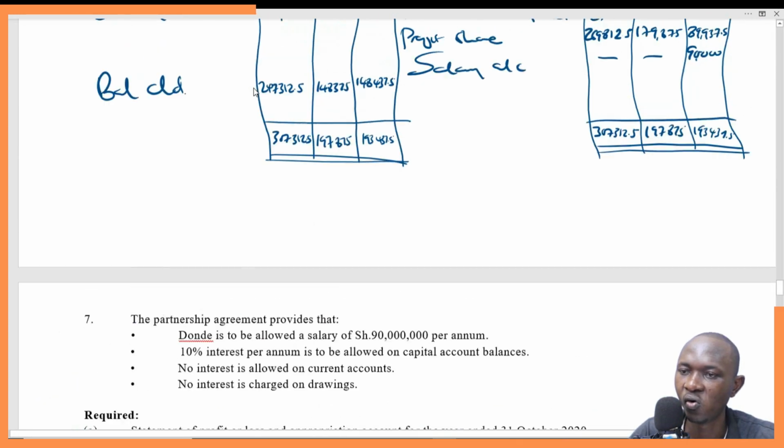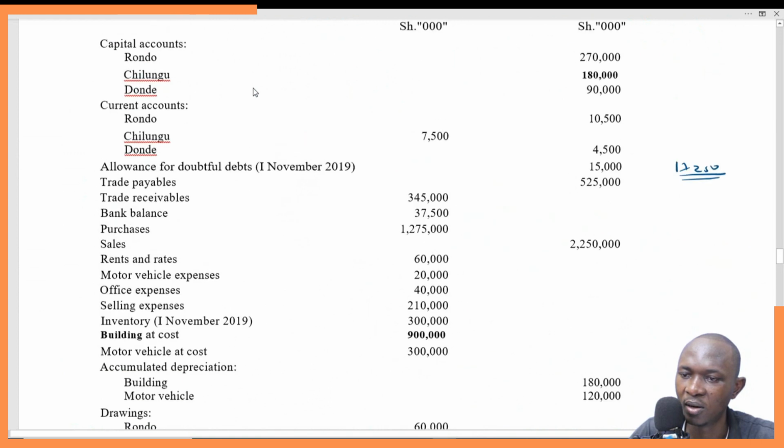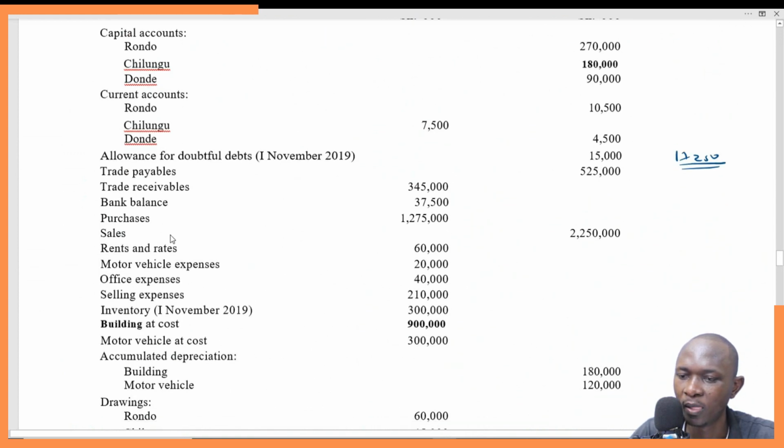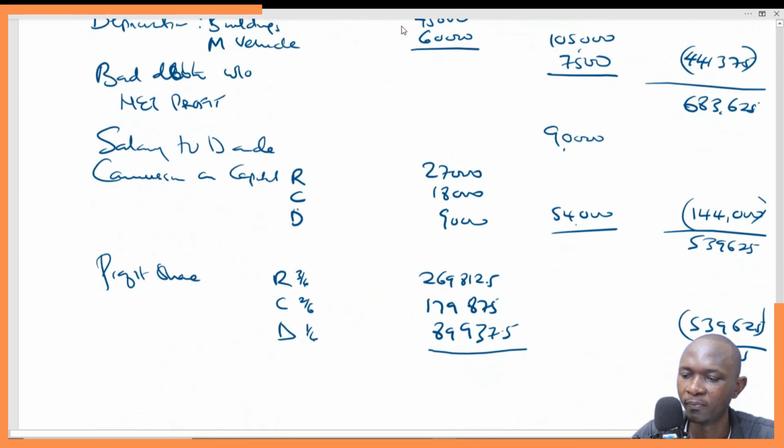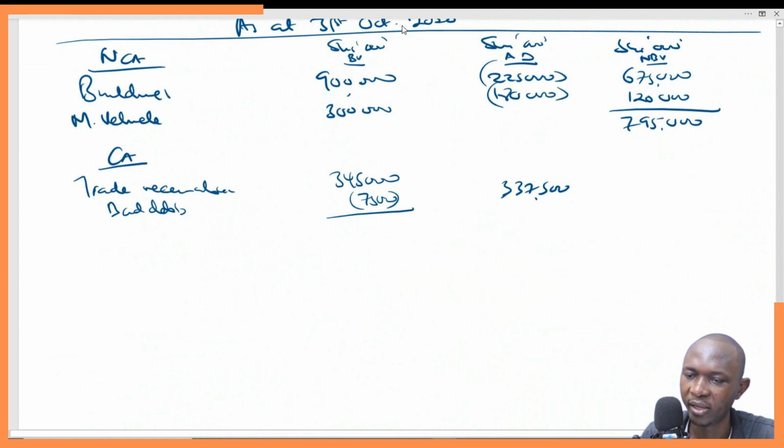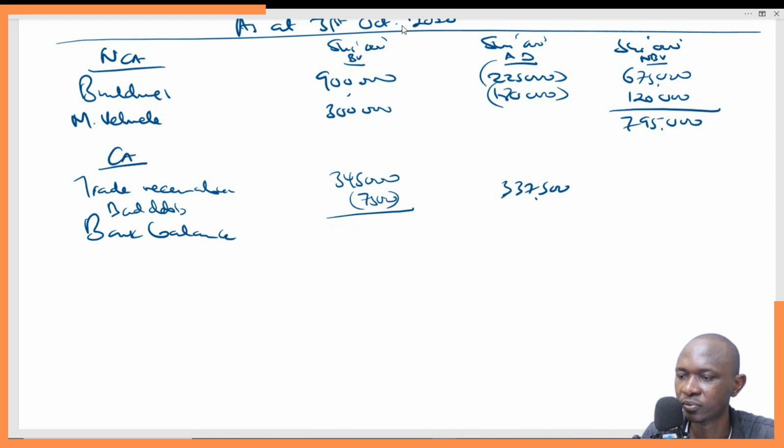Where are we? Bank balance, that's 7,500. So we pick it as it is. And let's see if we'll have any other issue coming up.